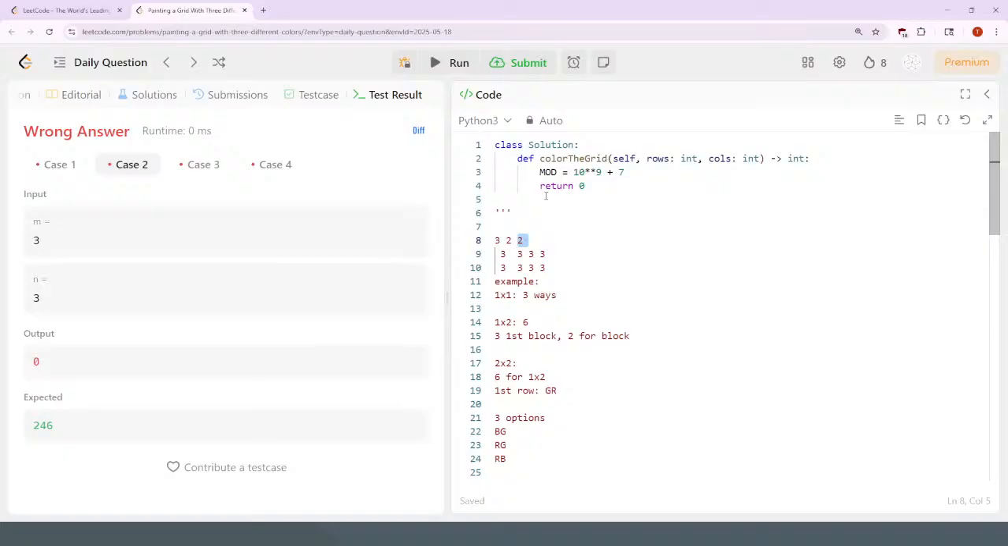Three by 2. 3 times 2. So 2 by 1 versus 1 by 2. There's both 6 ways. So they're both 6 ways there and 6 ways there.